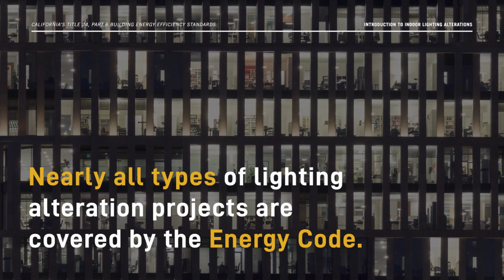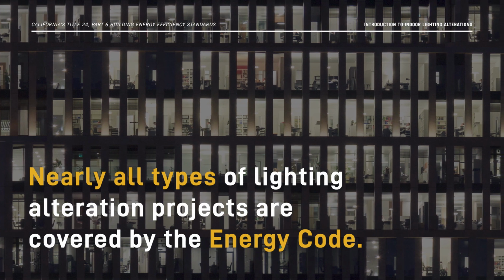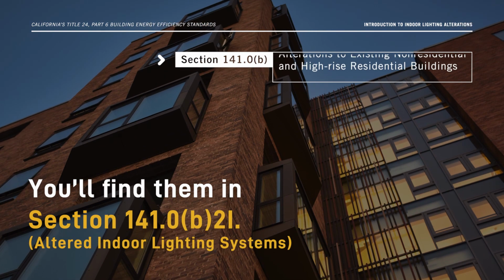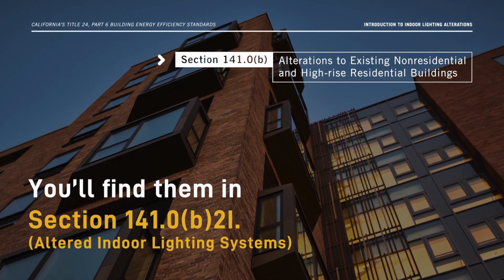Nearly all types of lighting alteration projects are covered by the Energy Code. You'll find them in Section 141.0(b)2i.